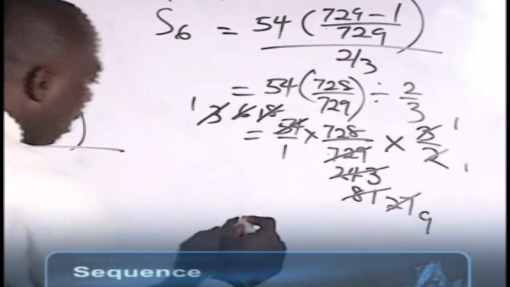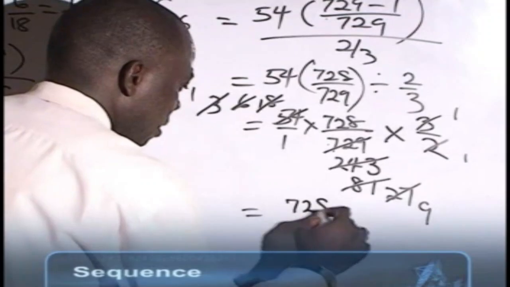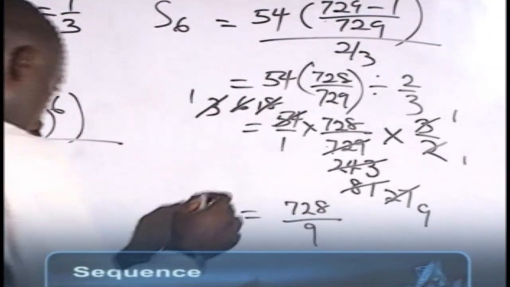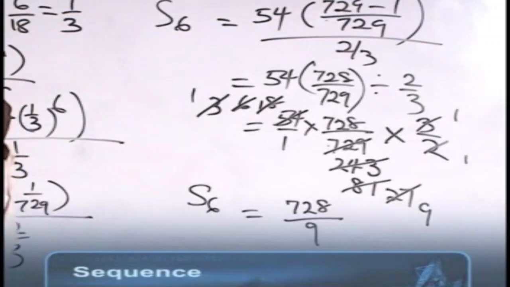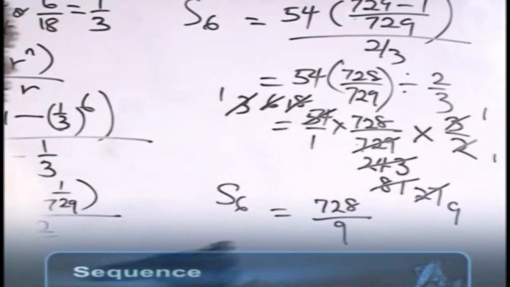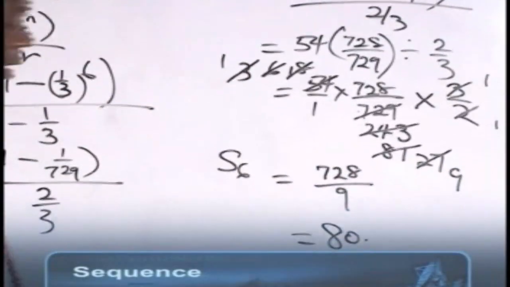So eventually what you have left is this one that has not been cut at all, 728 over 9, which is S6. And you can go further to change that into a decimal. If you change that into a decimal, you're going to have 80.89.